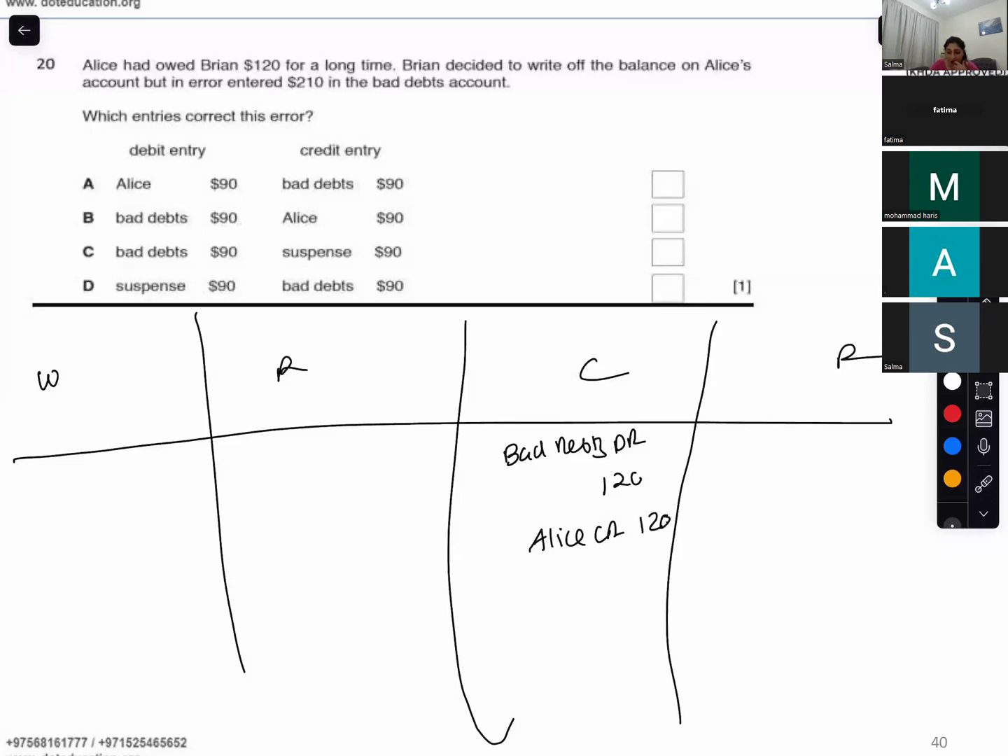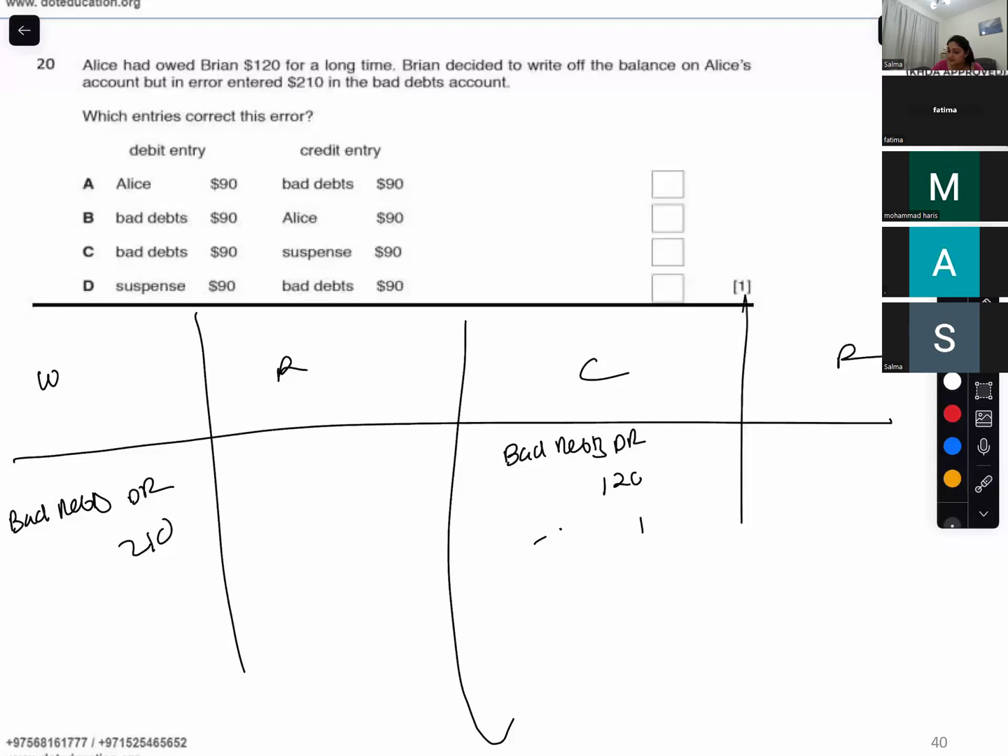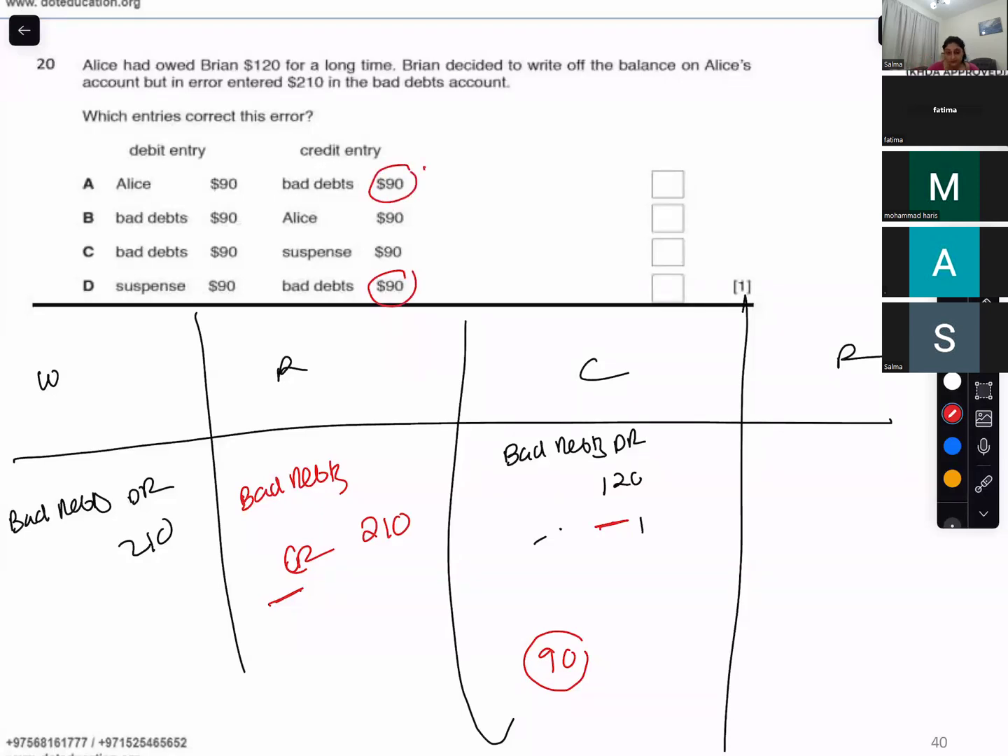And the wrong is bad debts debit 210. So there is nothing wrong in Alice's account. Bad debts: 120 versus 210. We subtract because one is debit and one is credit, so that's 90. It will be credit because the credit side is higher, so bad debts will be credit 90, and suspense will be debit. Option D.